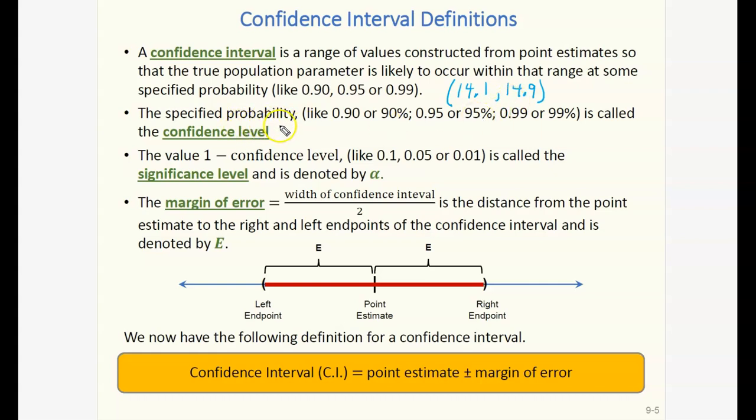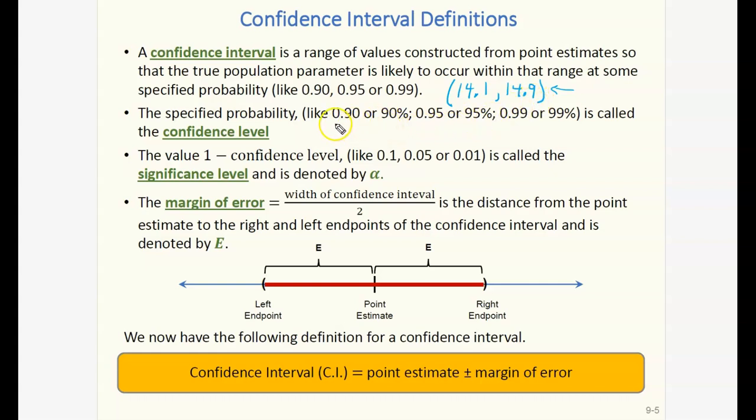Now, a specified probability like 0.9 or 90%, 0.95 or 95%, or 0.99, 99%, is called your confidence level. That you can think of as being the likelihood that you have captured the true population parameter that you're estimating. So for example, in our previous discussion, we might say that we have a 95% confidence that the true population mean is between 14.1 and 14.9.